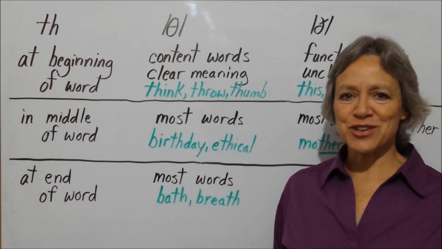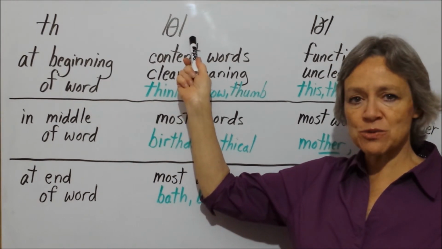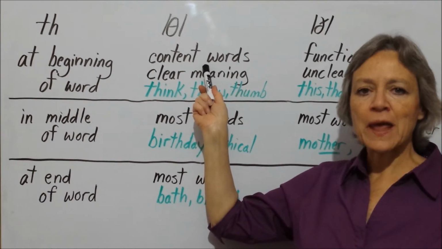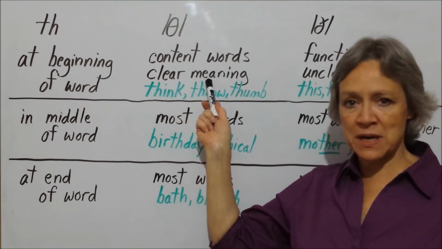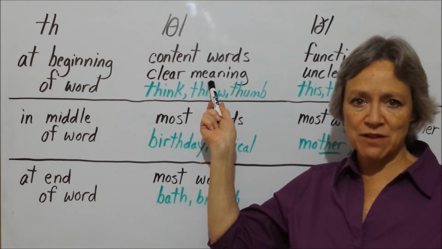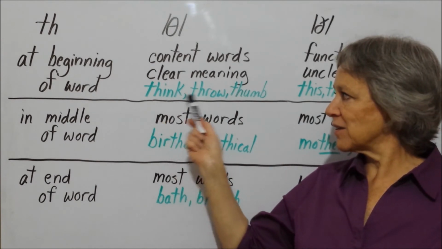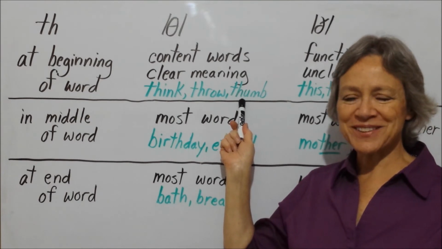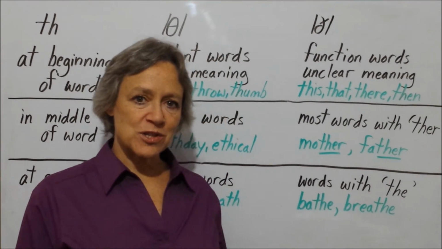When TH occurs at the beginning of a word, it is usually pronounced with the voiceless sound for content words. Content words are words that usually have a very clear meaning. They are often nouns, verbs, adjectives, or adverbs. And here are 3 examples. Think, throw, and thumb.